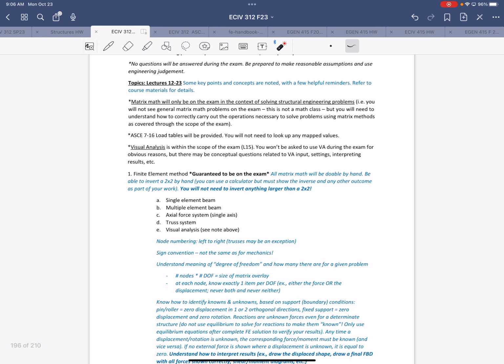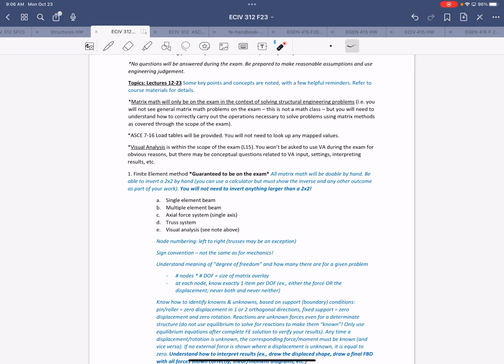As before, matrix math will only be on the exam in the context of solving structural engineering problems. So with this exam, that is finite element analysis. And my promise to you is that all matrix math will be doable by hand. You're welcome to use a calculator, but show the resulting matrices and the whole process, similar to how you did in homework.